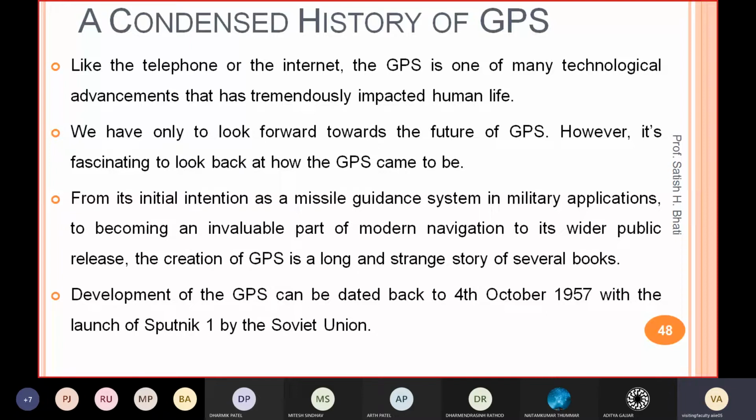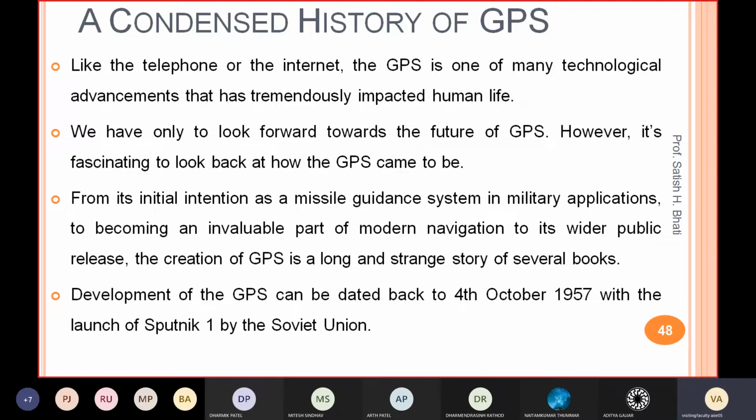So initially, GPS was started to develop a system for military application, and that was for a missile guidance system, right? Starting from that, nowadays GPS has become an integral part of our day-to-day life, right? Almost every day we are using GPS for navigation. So we'll see that history.